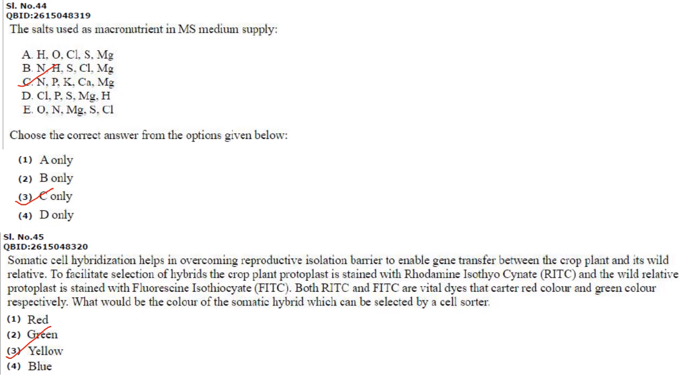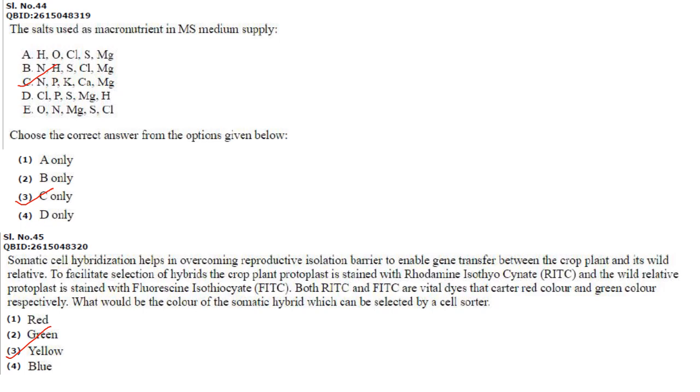Next one. The salts used as macronutrient in MS medium supply. MS medium is Murashige and Skoog medium which is used in plant tissue culture experiments. So the macronutrients in MS medium supply option C, that is nitrogen, phosphorus, potassium, calcium and magnesium. So the correct answer is option C, that is C only.